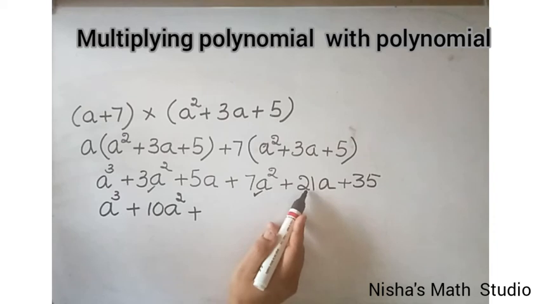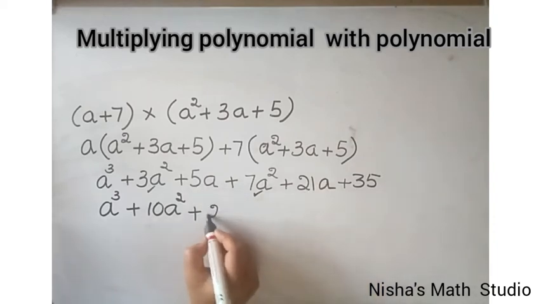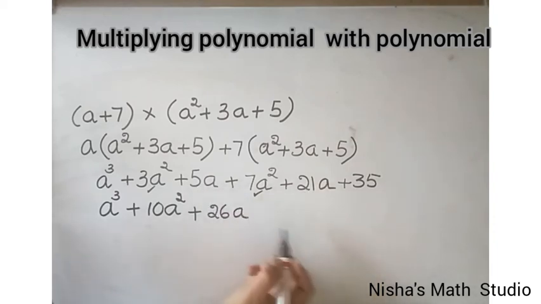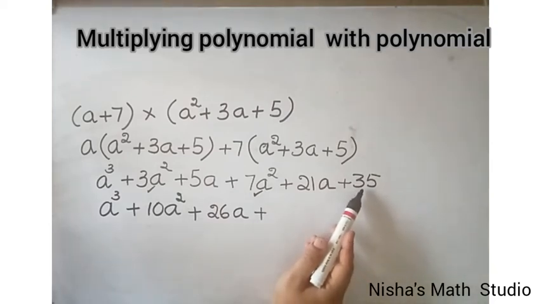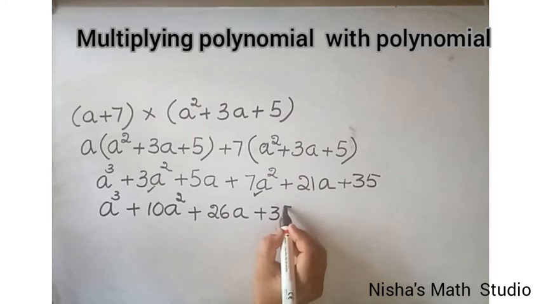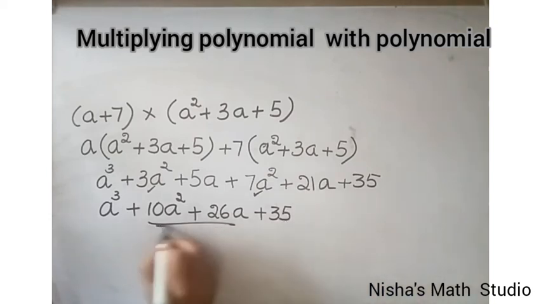Both are plus. So 21 plus 5 will give you 26a. What about the constant? I think it is only once, isn't it? So plus 35. So this should be your answer.